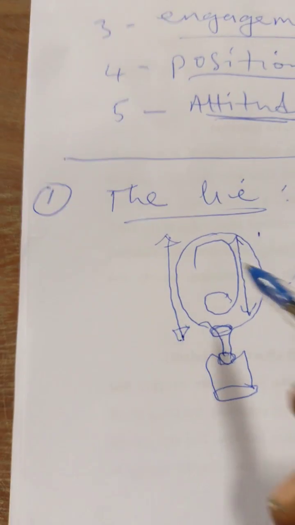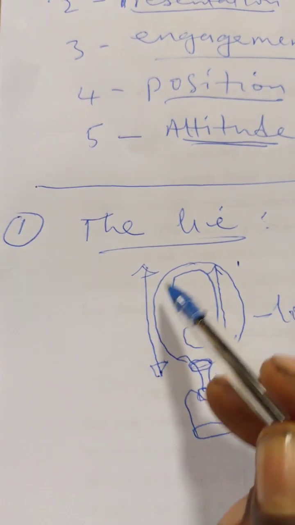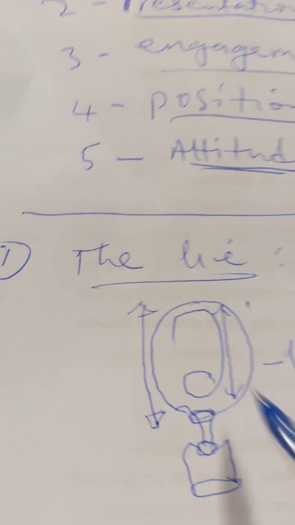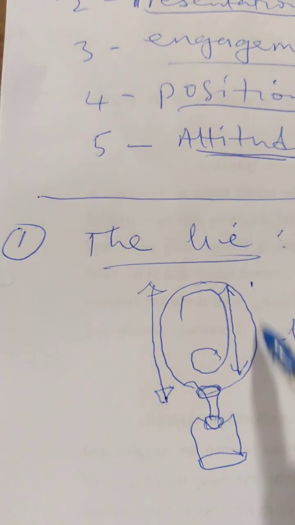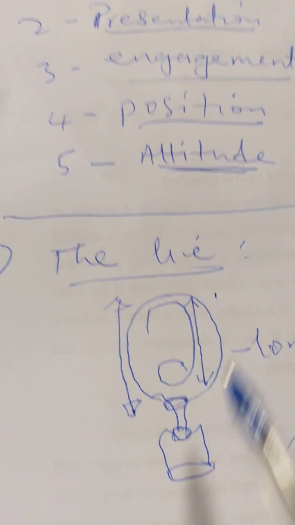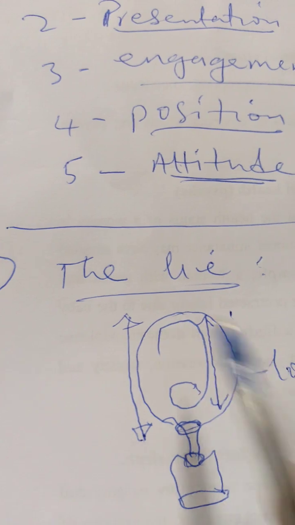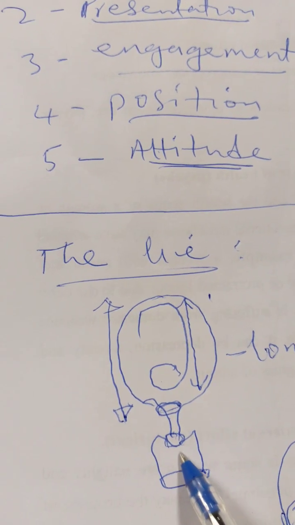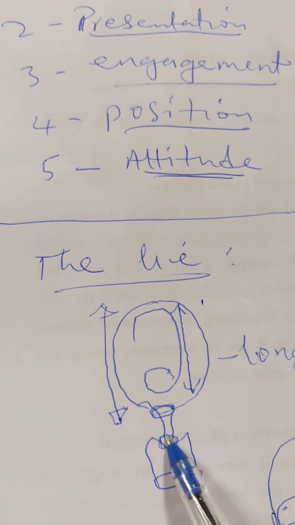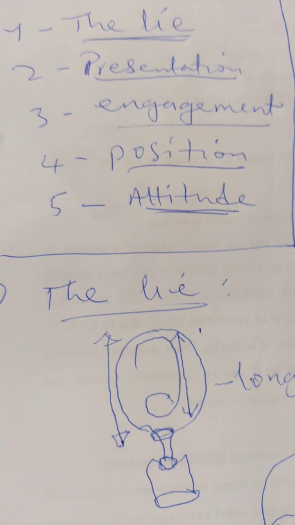You can find this sketch, as I've made here, representing the uterus, the womb of the pregnant woman. If this is the womb, then a baby is inside that womb. This is the head of the baby, and that is the buttocks. This is the vagina. This is the cervix with the internal os and the external os. Now, what do we mean by the lie here?